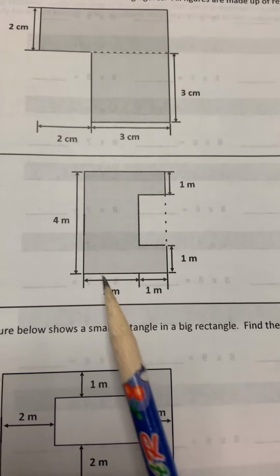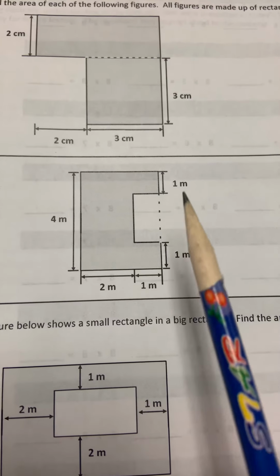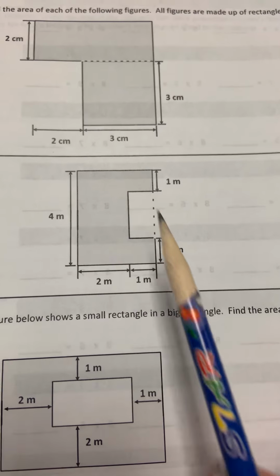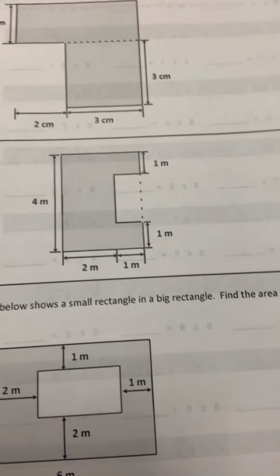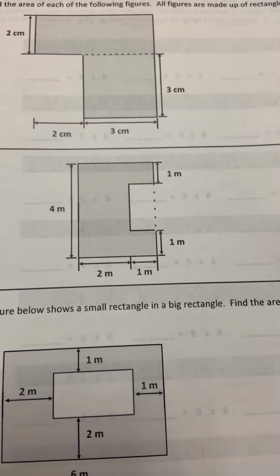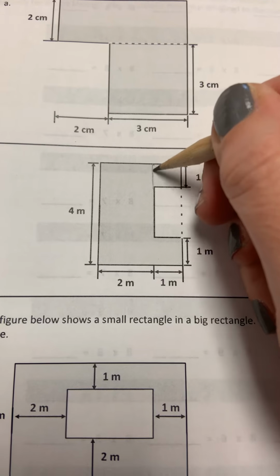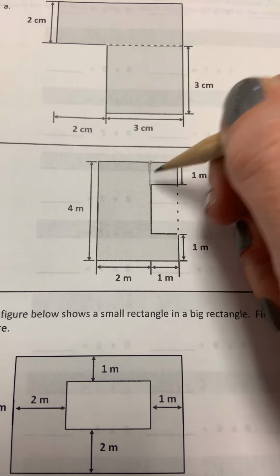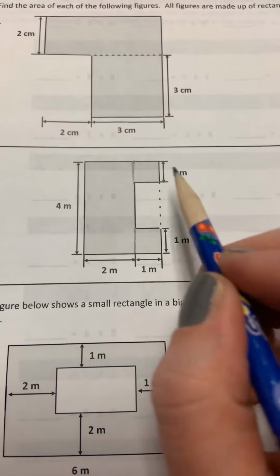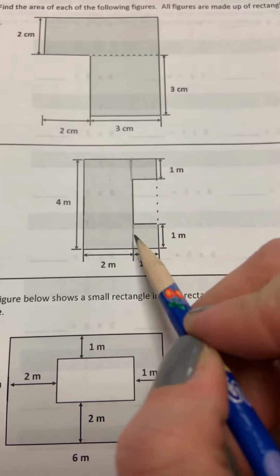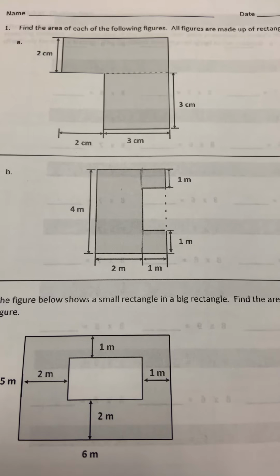So if you look, you know the longer side is 4 and there's a whole bunch of little pieces cut out. So what I'm going to do is I'm going to make a couple of rectangles. I'm going to draw a line here. And I'm going to draw a line here. So now I have 1, 2, 3 rectangles that I can find the area of.